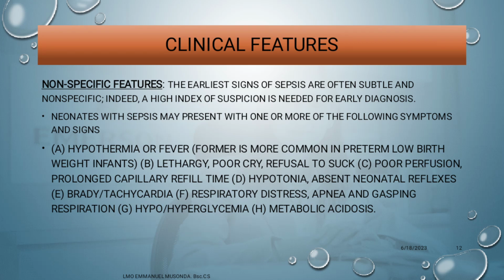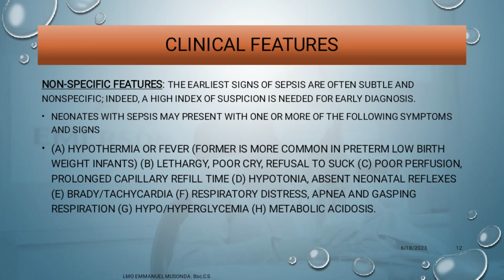Then clinical features, we can have specific and non-specific clinical features. So non-specific features, we have the early signs of sepsis, which are often subtle and non-specific. Indeed, a high index of suspicion is needed for early diagnosis. So neonates with sepsis may present with one or more of the following symptoms and signs. So hypothermia or fever. So they can have both. They can either have hypothermia or fever.